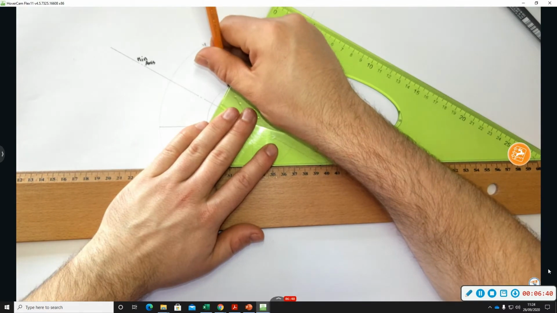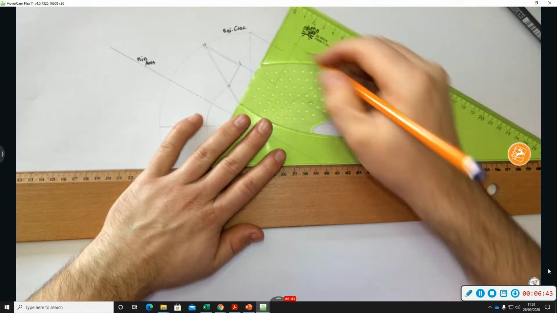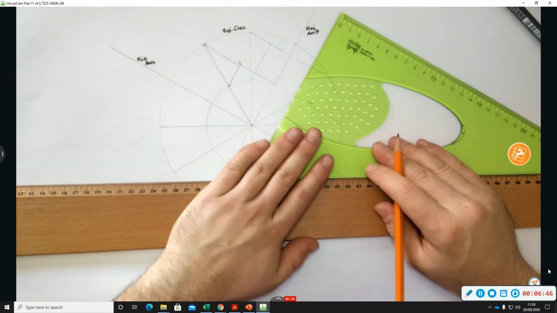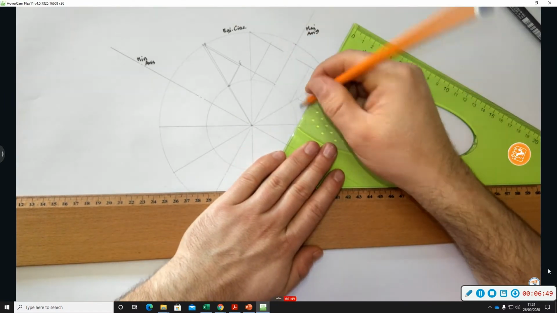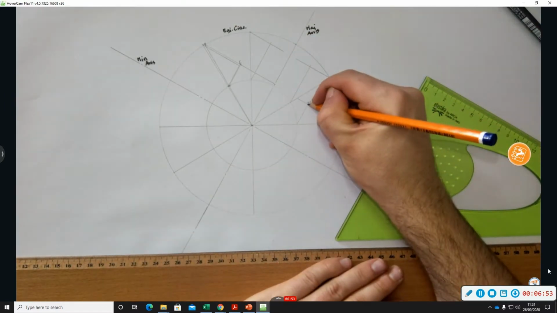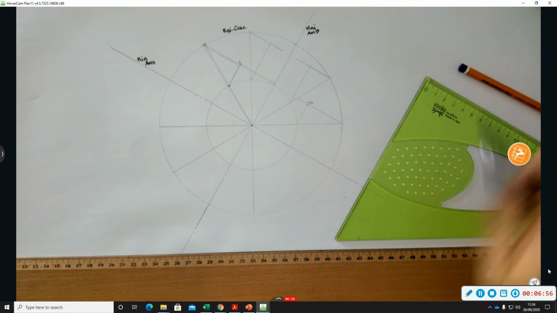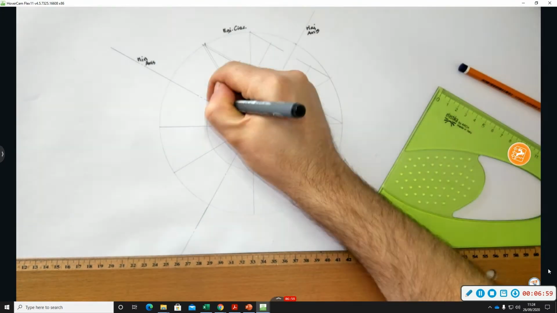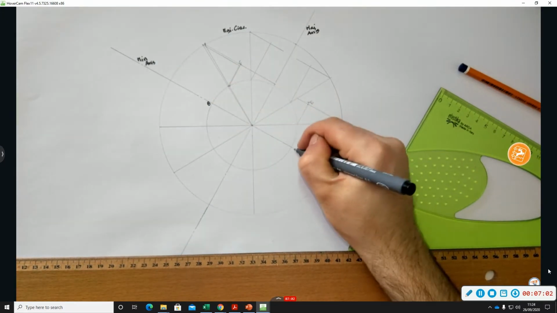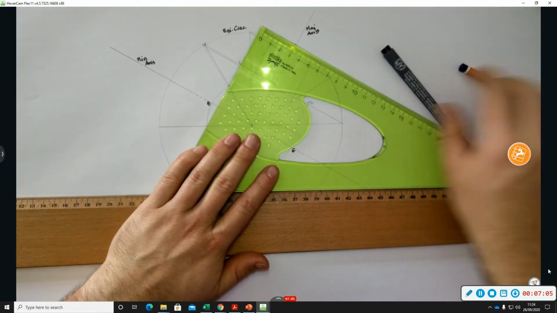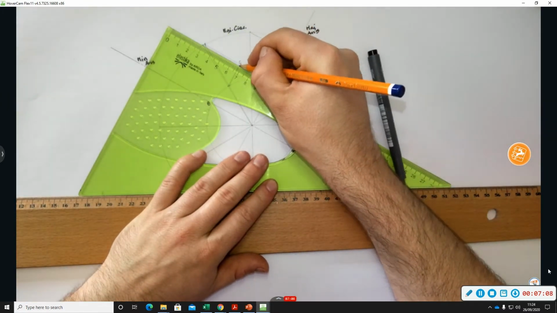Now where the division lines hit the minor circle, we're going to go parallel to the major axis away from the middle. Now this is point C, E, that's B, and that's G. Okay, so here are my points established on the ellipse.